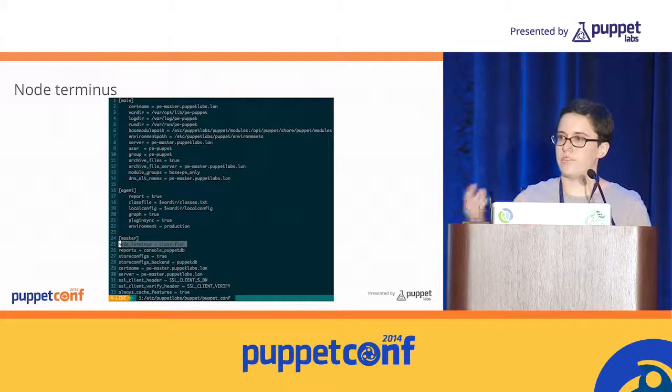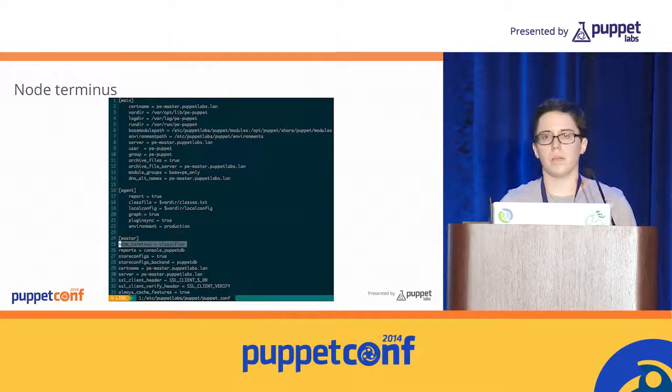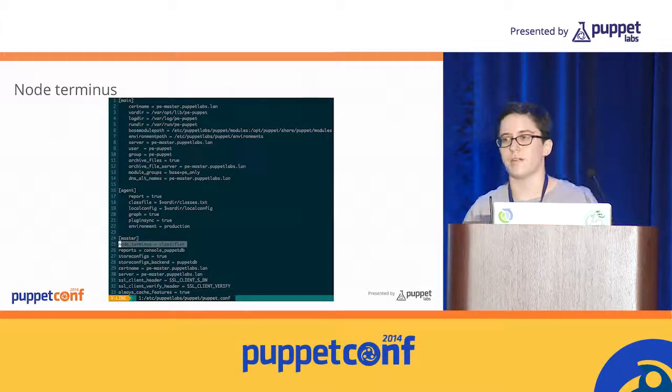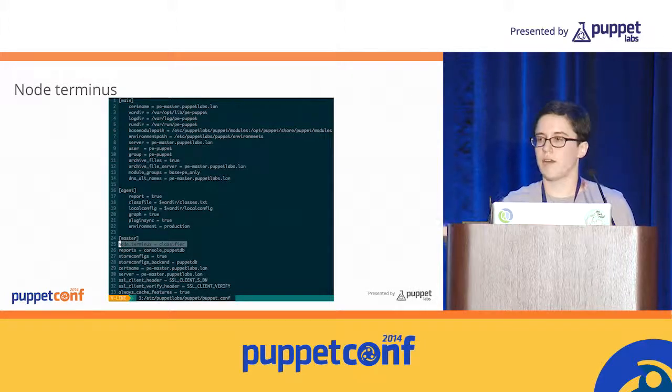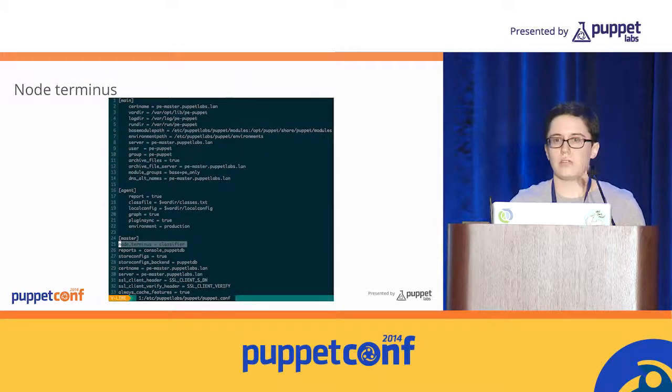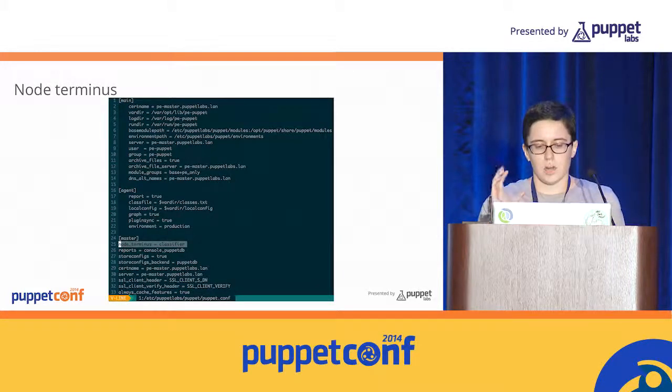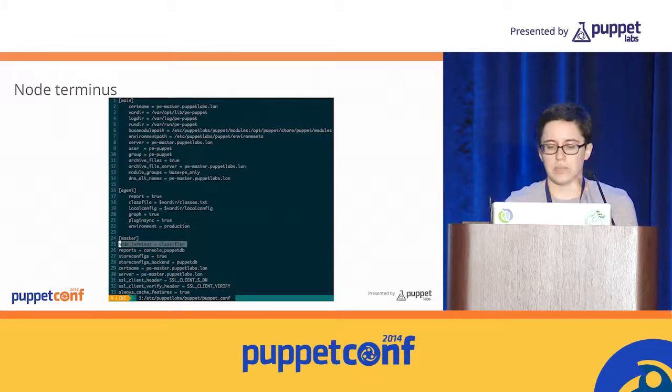There's a lot of different ways that you can do classification. If you have ever used the existing Puppet Enterprise console, you'll know that it has what we call the external node classifier, an ENC. There's other different ways that you can plug in classification. This is all based off of the node terminus. A node terminus is basically a plugin that knows how to get node information.